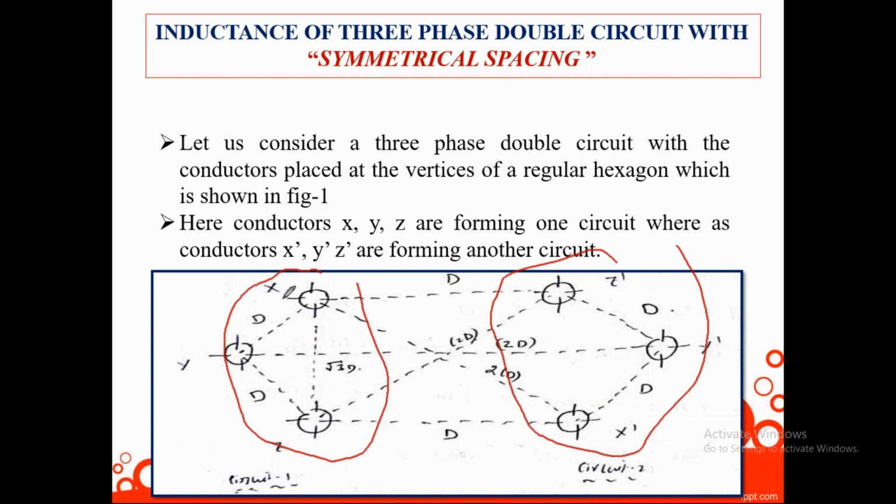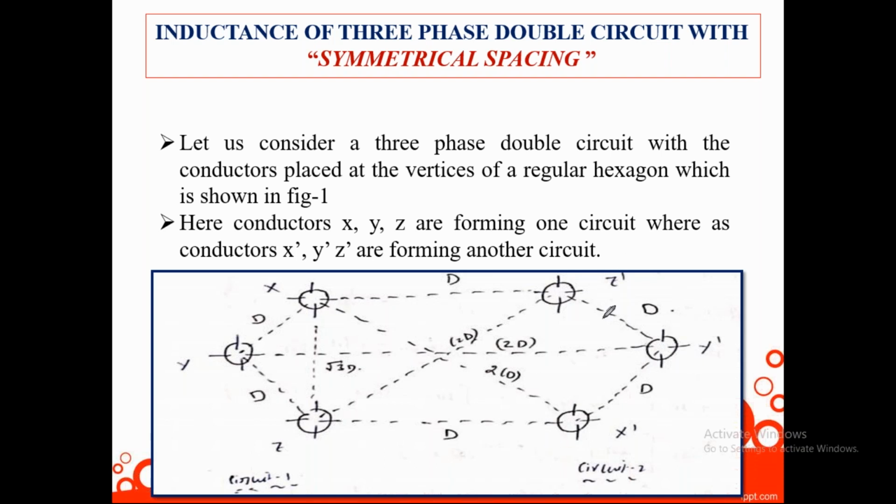So if you look at this, in circuit 1 we are placing X, Y, Z. In circuit 2 we are placing X dash, Y dash, and Z dash downwards. Okay, now this is the position of the three phases in circuit 1 and circuit 2. Now we have to work out the distance among these conductors. So we have 6 conductors: X, Y, Z, X dash, Y dash, Z dash. These are the standard distances we have to maintain among these 6 conductors.